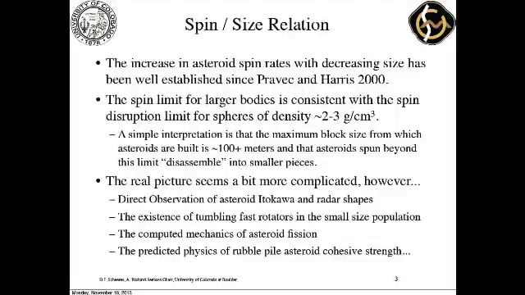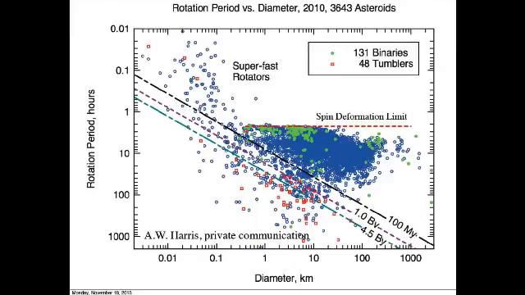So there is a well-known relationship between the spin of asteroids and their sizes, all the way back to 2000 in the Pravec and Harris paper. And what we see is, here's a picture of it.